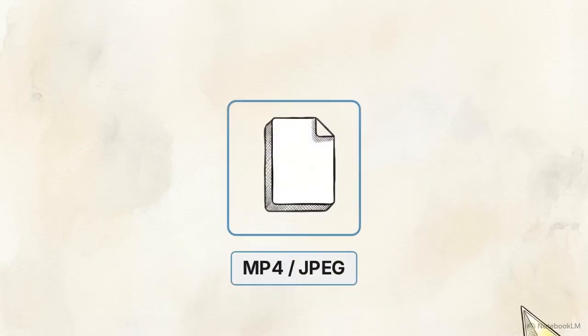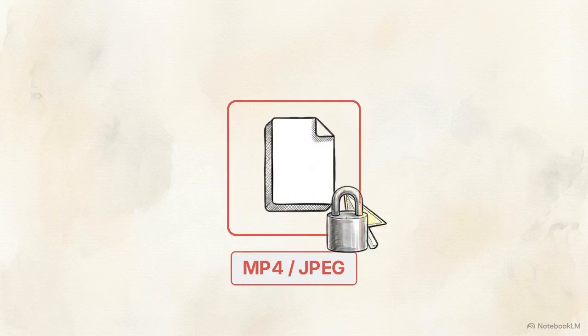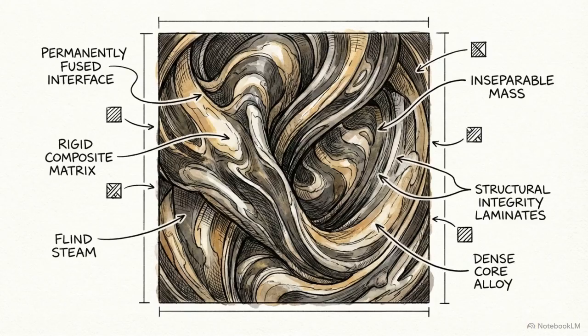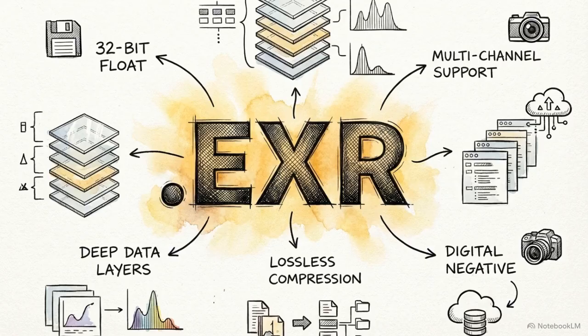If you rendered that animation as a standard MP4 video or a flat JPEG image, you are out of luck. Adjusting just the reflection on a flat image is like trying to extract the sugar out of a chocolate cake after it's baked. All the ingredients are permanently locked together. High-end studios avoid this by using a file format called OpenEXR.